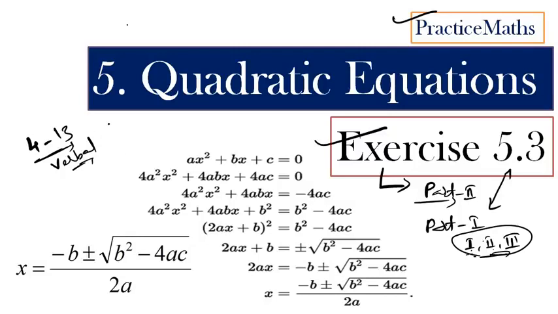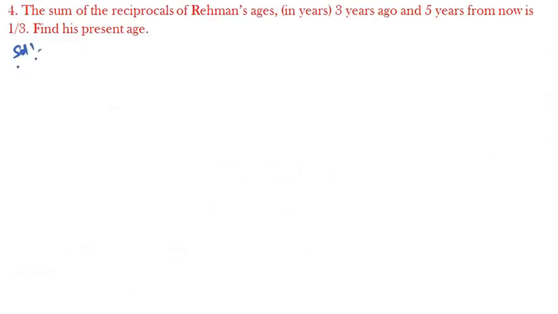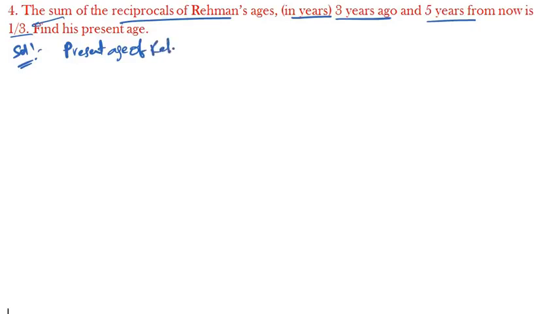Here is the fourth solution. The sum of the reciprocals of Rahman's ages in years, 3 years ago and 5 years from now, is 1 by 3. Find the present age. Solution: let the present age of Rahman be x. What is Rahman's age 3 years ago?